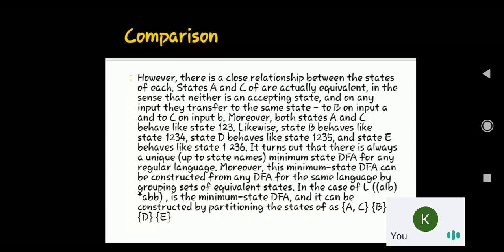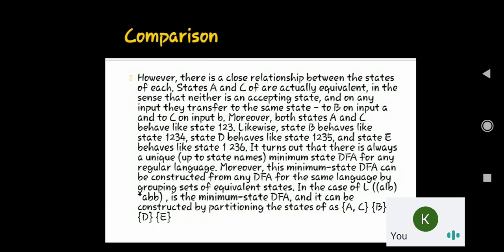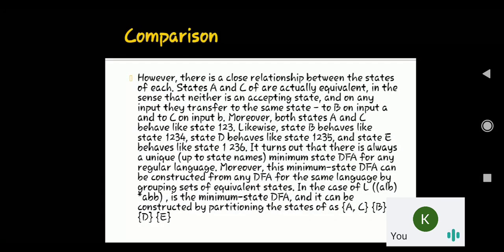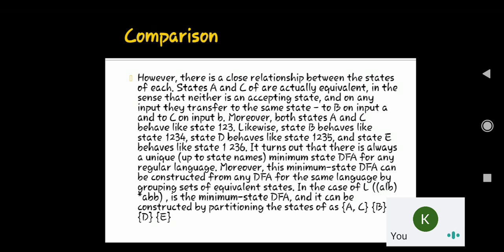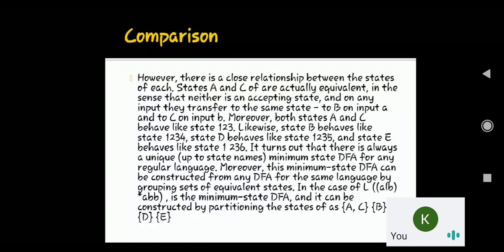So in the second DFA, states A and C have been combined and converted into a single state, 1 2 3. And then state B behaves like 1 2 3 4, state D works like 1 2 3 5, and state E works similar to 1 2 3 6. By comparing those two diagrams and how they work, we are comparing each and every state with the other states. Okay.